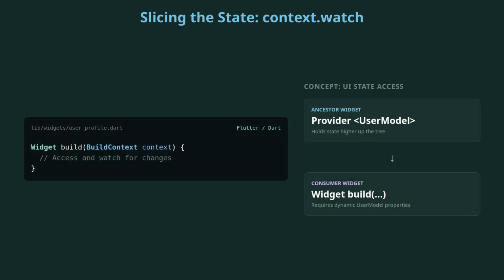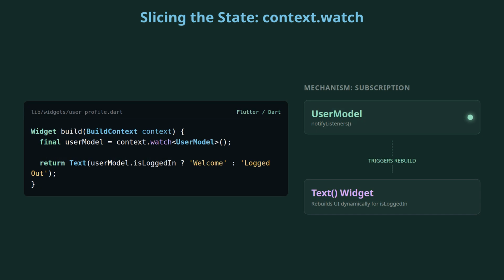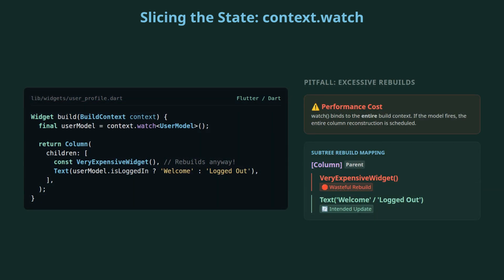To consume this state in your user interface, you have 3 primary APIs. The first and most common is context.watch<T>. By calling context.watch with our user model type inside your build method, you tell Flutter to establish a dependency on this model. Whenever notifyListeners is called, Flutter rebuilds this entire widget. This is incredibly convenient for simple widgets, but remember the main drawback. It will rebuild the entire widget containing this call, even the static parts. If you have an expensive UI layout within this build method, you are wasting precious CPU cycles on unnecessary redraws.